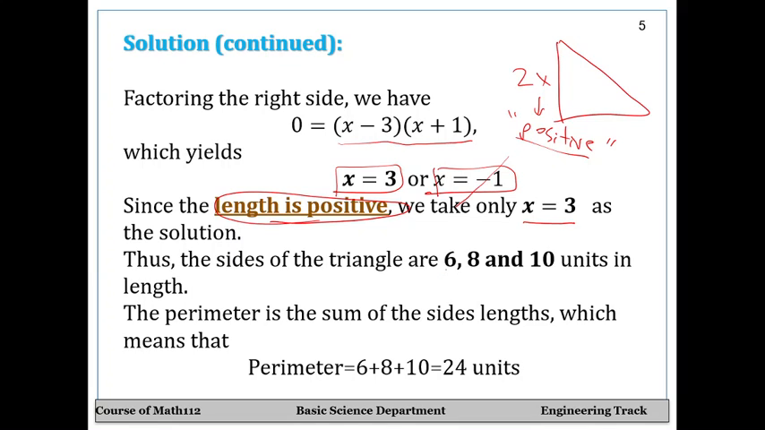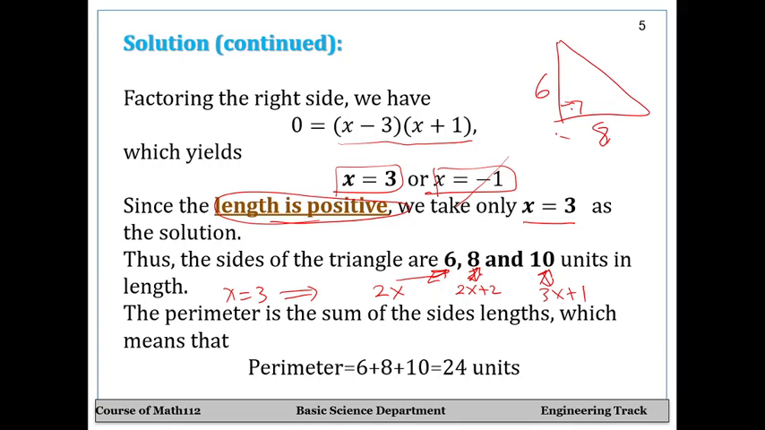Then how do we get the sides? This is 2x, this is 2x plus 2, and this is 3x plus 1. Then you put x equal to 3, and you get these values: 6, 8, and 10. Now we have found the sides 6, 8, 10. And how do you find the perimeter, muhit? You add the lengths of the three sides, and you get 24 units.